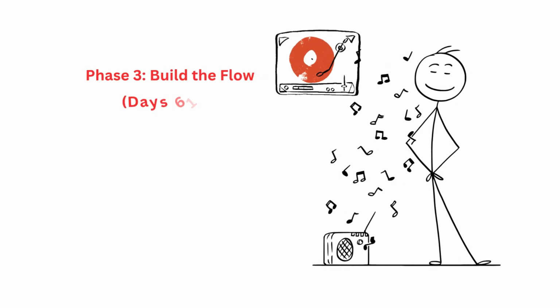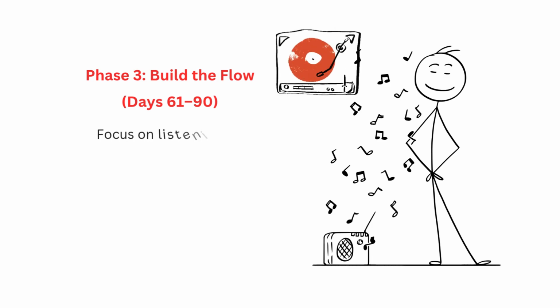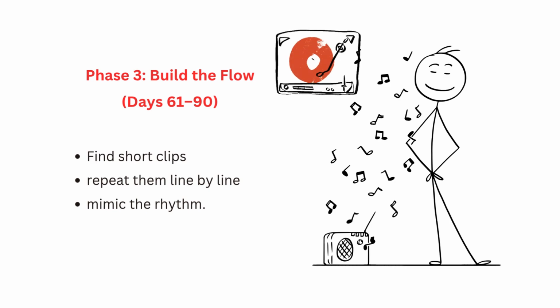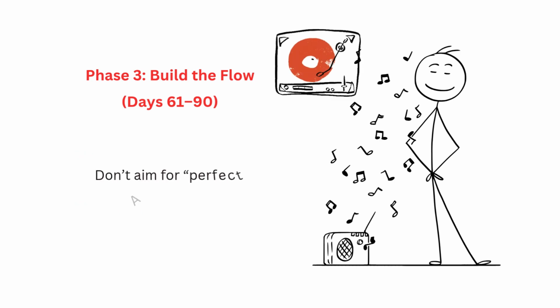Phase 3, build the flow, days 61 to 90. Now you're ready to connect everything. Focus on listening and speaking naturally. Find short clips, 30 to 60 seconds, repeat them line by line, and mimic the rhythm. Record yourself and compare it with the native audio. Don't aim for perfect, aim for clear.